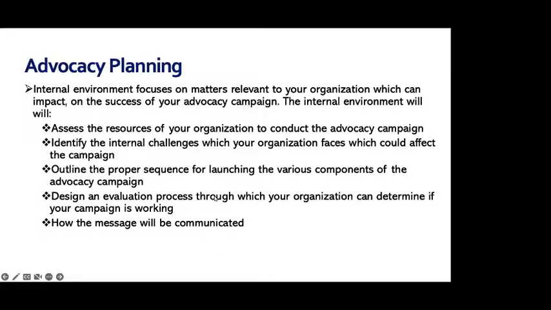Then you identify the internal challenges which your organization faces, which could affect the campaign. For instance, what could affect it is if a particular donor is not really interested in certain issues, and those issues are at the center of what you want to do, and you don't want to lose this donor because they represent, let's say, 45 to 50% of your annual revenue. So you don't want to lose them, but there is this issue that you are passionate about as an organization. So what do you do? You need to look at some of these challenges and find a way to address them.